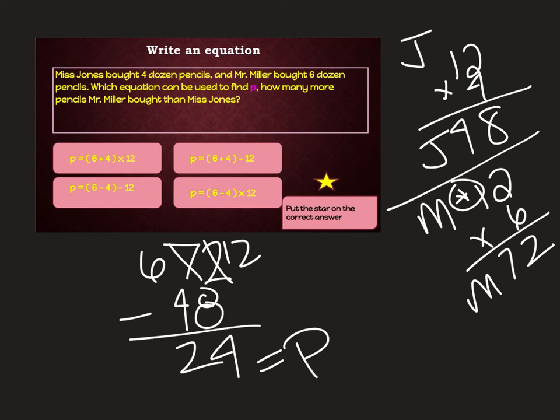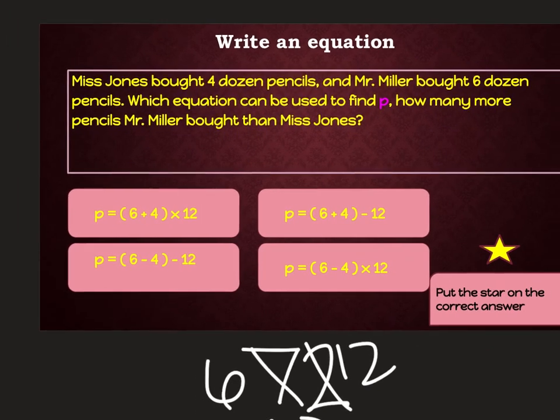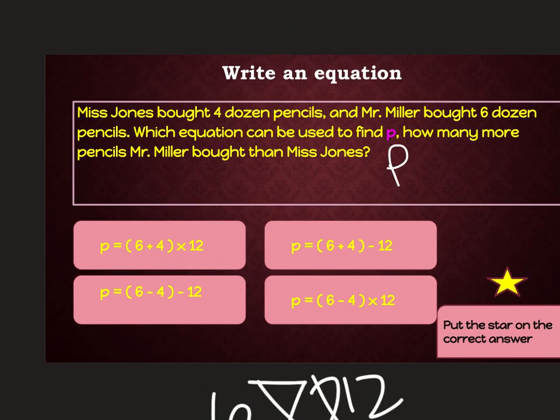That's how many more pencils Mr. Miller bought: 24. So now I just have to go through these answer choices and see which one shows me that P equals 24. These are pretty easy. I can probably do these right here. I can see the first one. Let's solve this one first. Okay, PEMDAS says that I do the parentheses first.